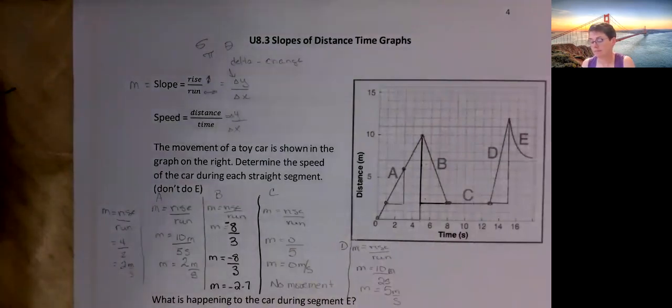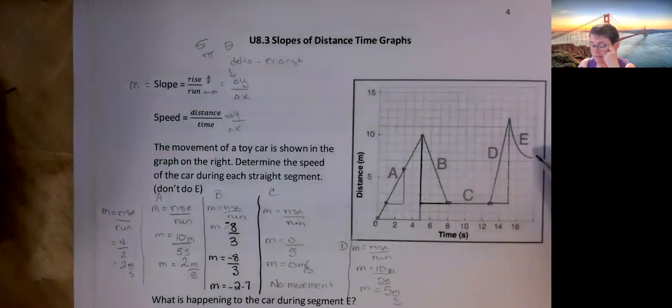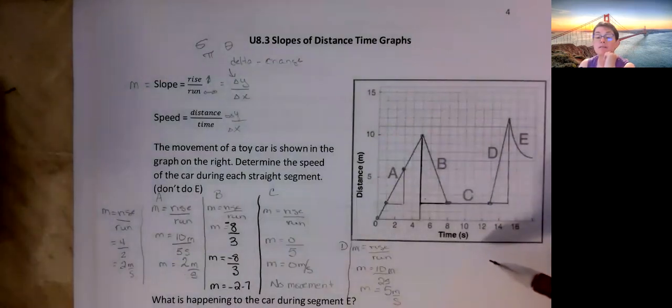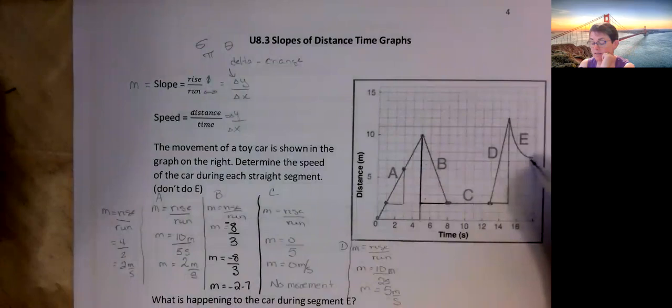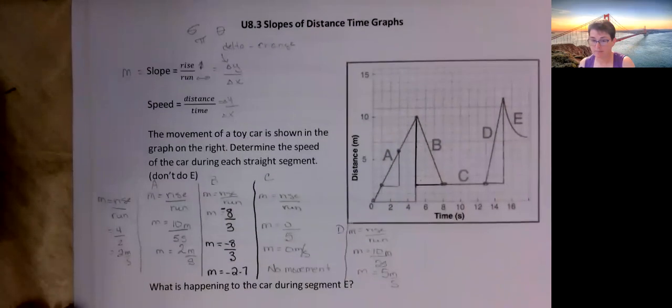Now, this all made sense, and then it got weird. What is happening to the car during segment E? Well, here comes the physics for you. If you have a straight line, that represents uniform motion. This is representing non-uniform motion, which basically means it's either speeding up or slowing down. So there's some kind of acceleration or deceleration going on.